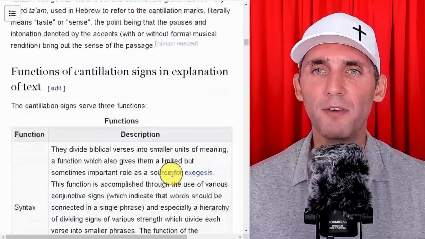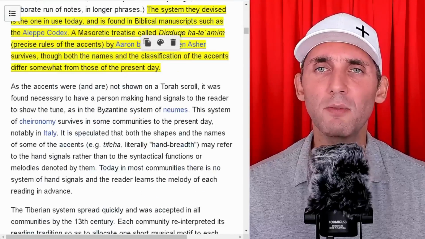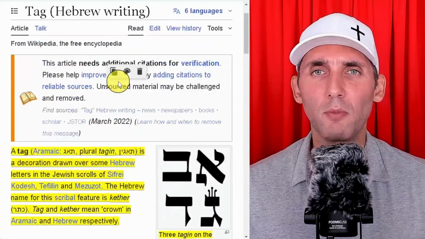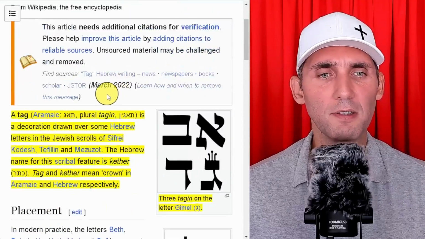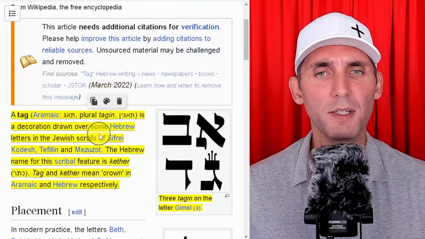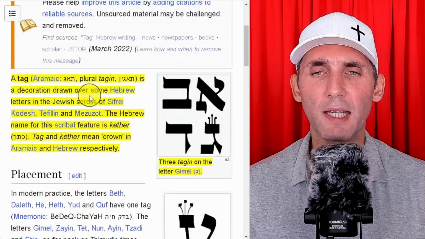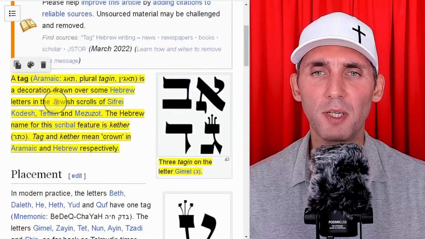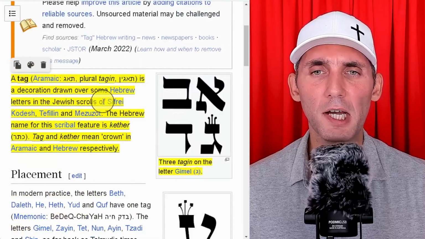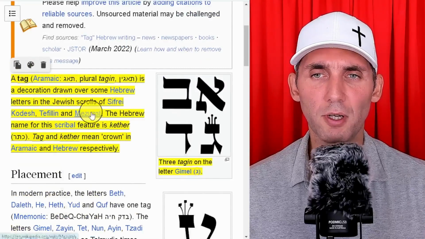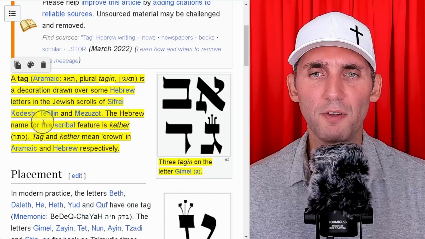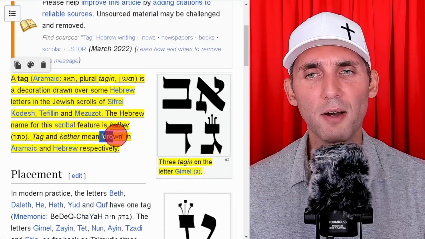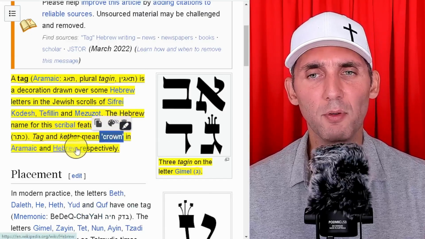But anyway, there's that. So you have these cantillation marks and pronunciation marks. Now we get into a little more interesting things here. This is the tag. Tag in Hebrew writing. A tag is a decoration drawn over some Hebrew letters in the Jewish scrolls of Sifrei Kodesh, Tefillin, and Mezuzot. The Hebrew name for this scribal feature is kether. Tag and kether mean crown, in Aramaic and Hebrew respectively.